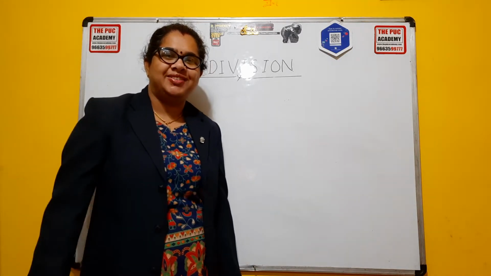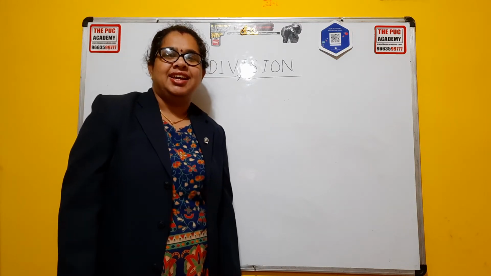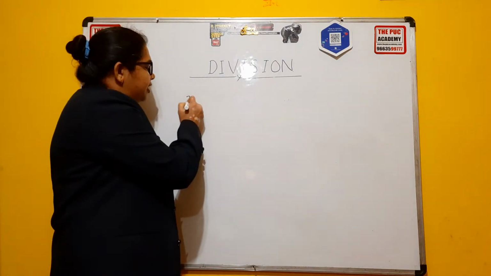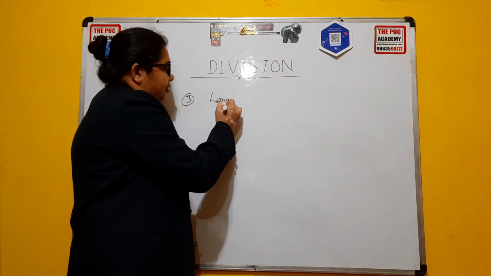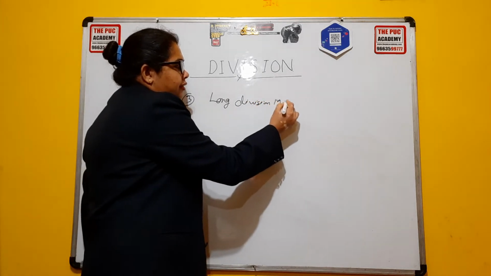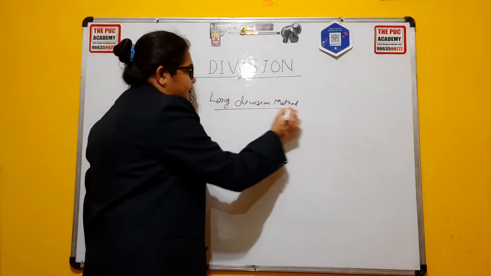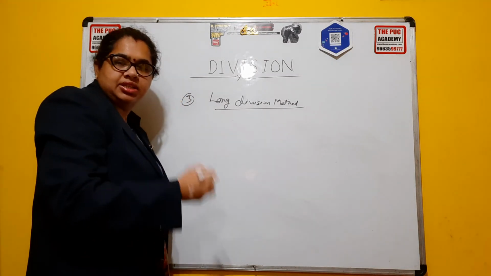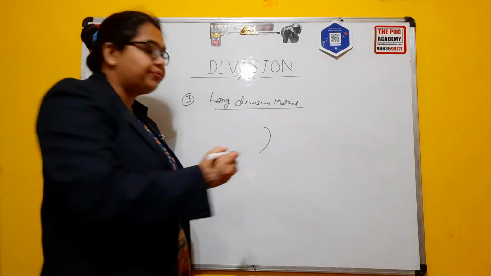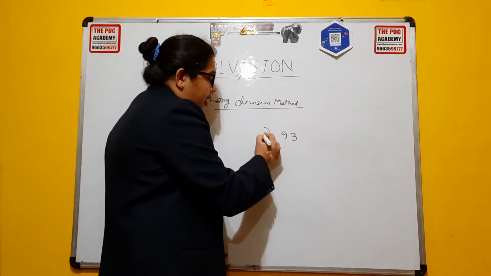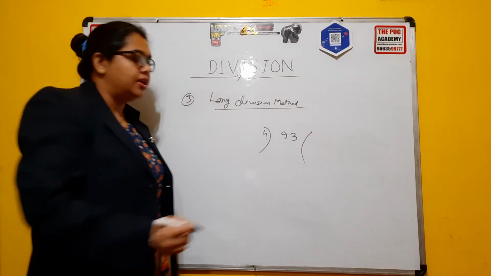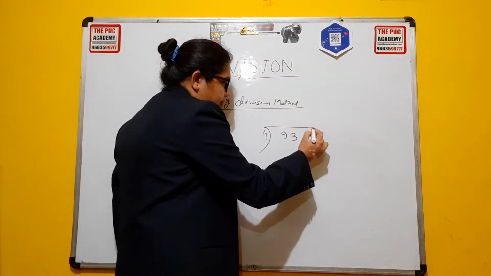So, how is your practice going on for division? Let's see another method. It's called the long division method. Children, we'll take a small example: we have to divide 93 by 4. How will we do it, children? If you want, you can write the division symbol like this also.